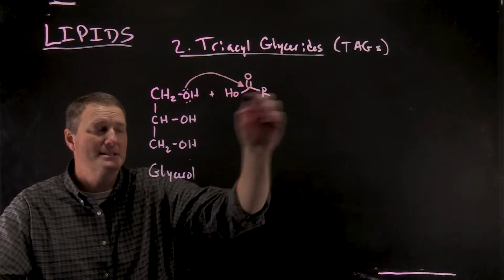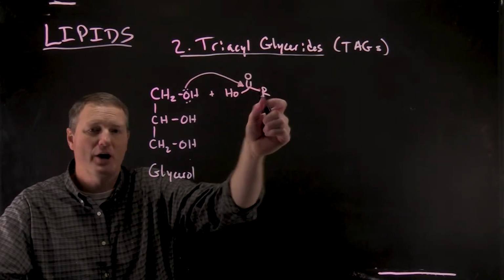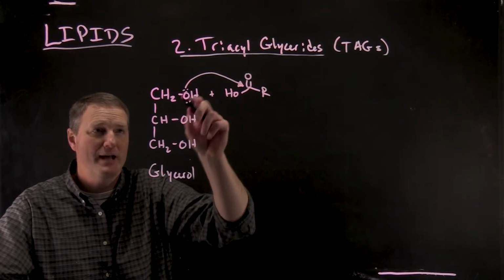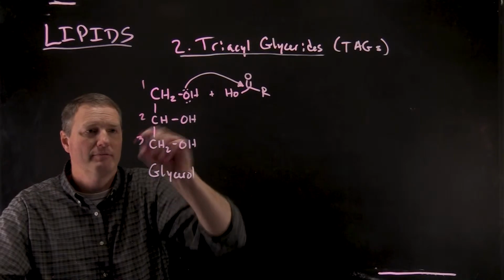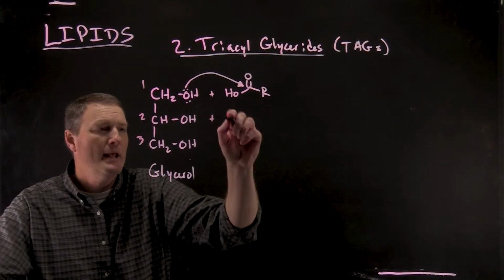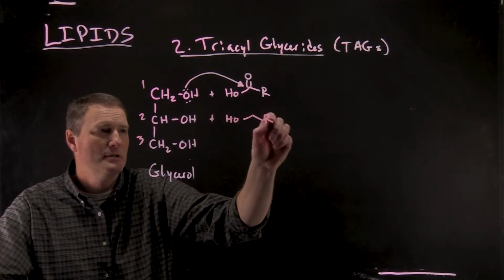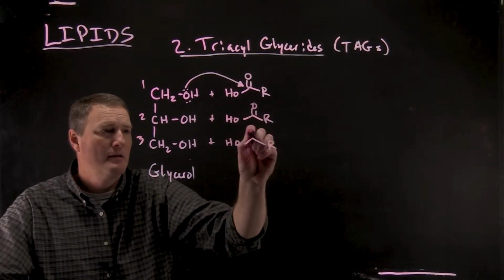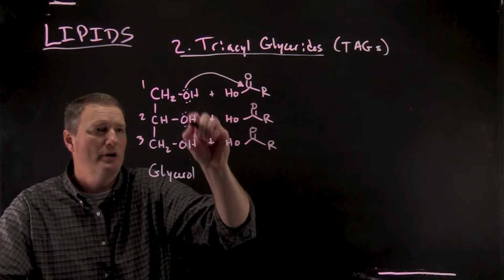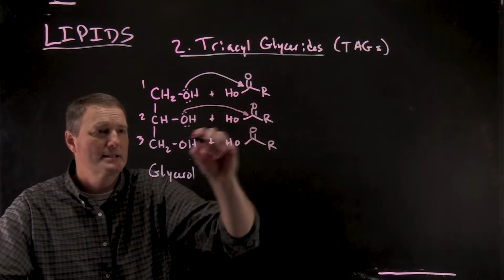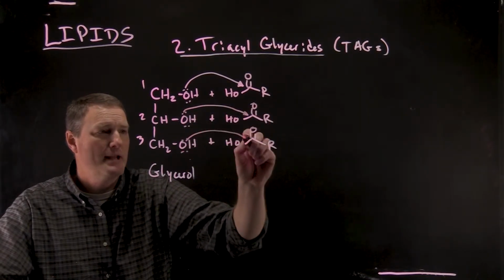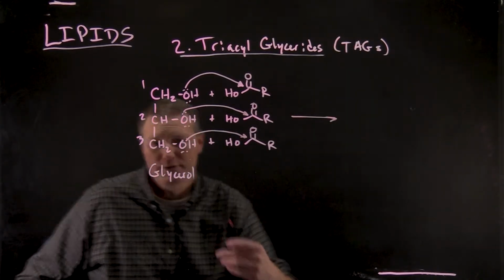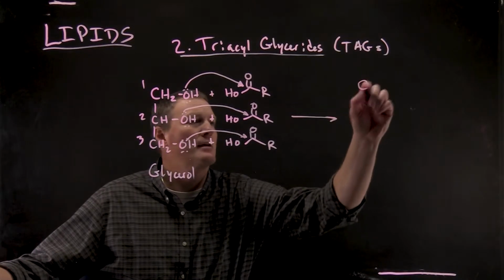So here I have a fatty acid, this one here. Envision this R is this long hydrocarbon chain. It's going to now get connected to the first alcohol of glycerol. And we'll do that a second time, and then a third time. So each of these alcohols can then react to make an ester. And if we now draw the resulting triacylglyceride, it would look like this.